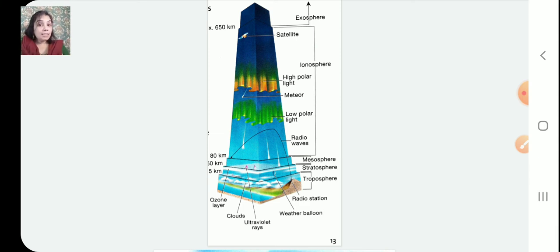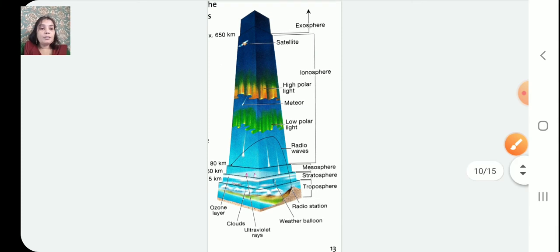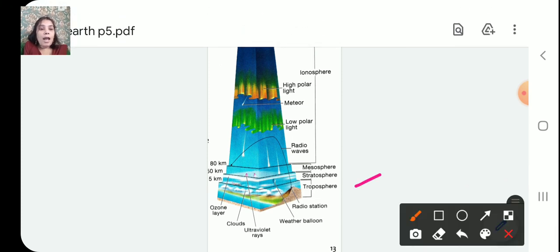Like the earth's interior, with mantle, crust and core, the atmosphere also has many layers, like the troposphere, stratosphere, mesosphere, ionosphere. So the atmosphere has many layers like the earth. Earth has crust, mantle and core. Core is deep inside the earth. In the same way, the atmosphere also has many layers.